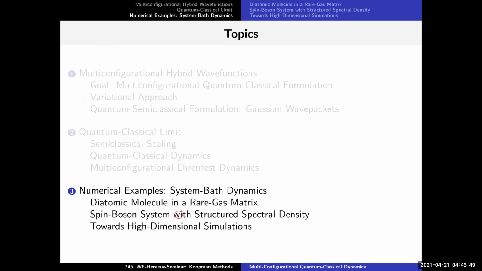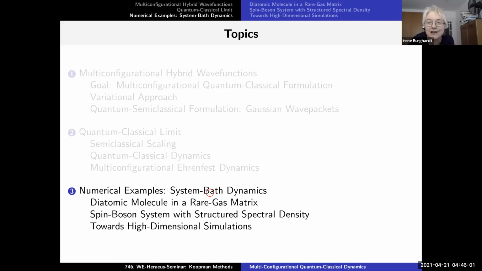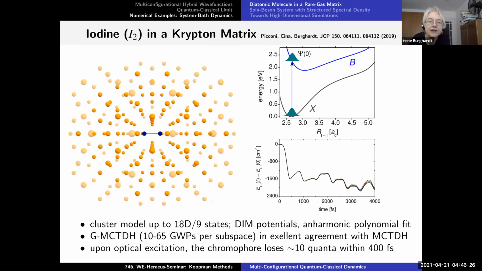Okay. Great. So anyway, I'm very happy to go to this numerical part. This will probably help to see our mindset, like what kind of simulations we are doing, and how we think in terms of this quantum classical approximation. The examples refer to system bath type dynamics, and I will give actually two applications. One is a diatomic molecule in a rare gas matrix environment, that's the picture I showed at the beginning. And then the spin boson type system that we just talked about in the multi-configuration Ehrenfest context.